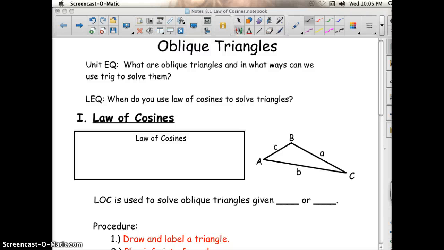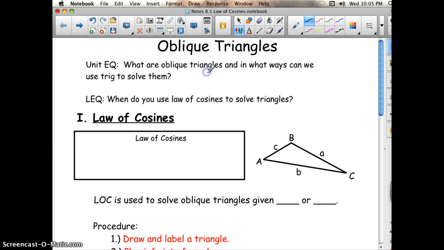Okay, topic today, law of cosines. First of all, we're starting a new unit on oblique triangles. An oblique triangle is basically any triangle that does not have a right angle. In what ways can we use trig to solve them? Well, we can use the law of cosines, we can use the law of sines, we can find the area. There's all kinds of things that we can do with oblique triangles here.